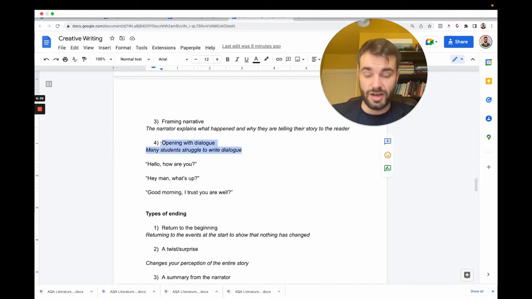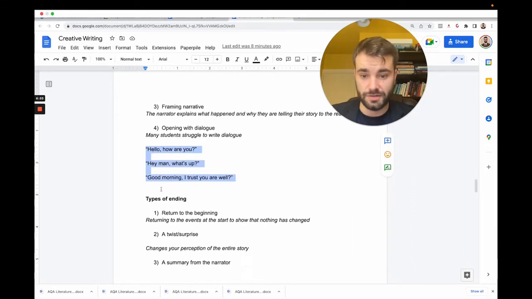You could open with dialogue. Now this might set you apart because often students miss out dialogue. Dialogue's very powerful because it shows personality. Here are 3 ways of saying the same thing. You can see that each of them shows a different personality or tone or attitude.